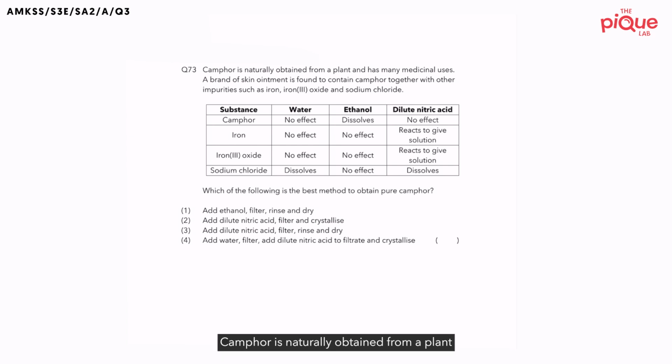Camphor is naturally obtained from a plant and has many medicinal uses. A brand of skin ointment is found to contain camphor together with other impurities such as iron, iron trioxide, and sodium chloride. Just taking a look at this ointment, what can you tell me about it? Is it an element, compound, or mixture? Since it contains more than one substance, this tells me that this is actually a mixture.